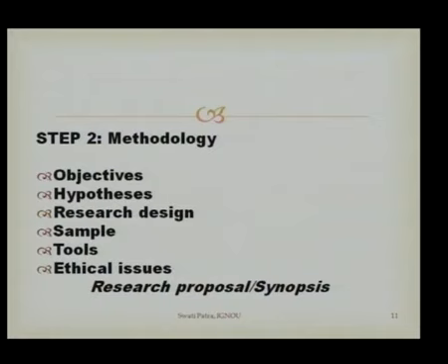Okay. So similarly, the next is the sample. For the sample, we have to follow a proper technique of sampling, because the sample is a representative of the population that we are going to study. That is why sampling techniques need to be followed in a very proper and adequate way, so that whatever inferences we draw can be generalized to the population. And then we have tools, where we have to follow standardized tools, and ethical issues need to be followed while conducting the research. All these are part of your research proposal or synopsis.